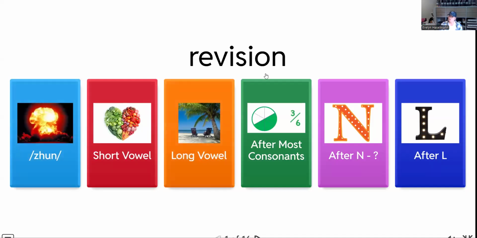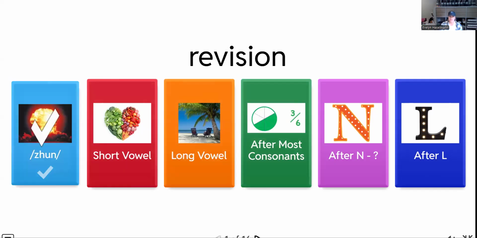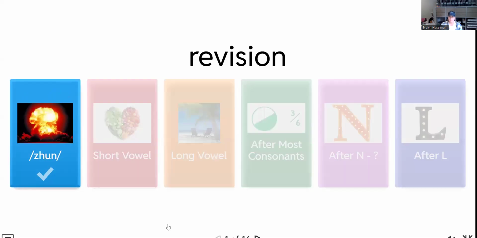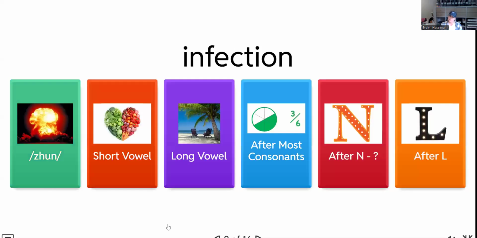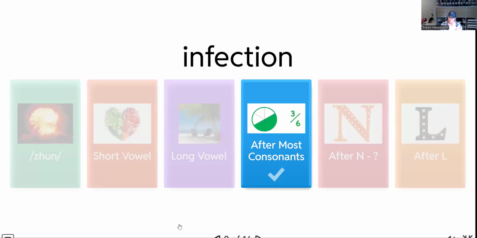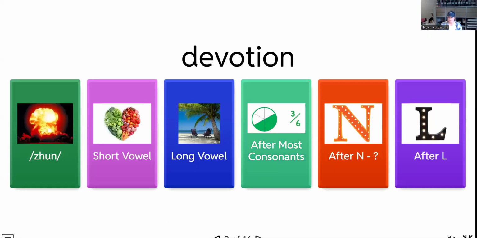So we're looking at the word revision on this one. I hear zhun at the end, so that is going to be this one. Again, this isn't super cutesy. This would be a great thing for adults, college kids, high schoolers to use to do a quick review. Infection. Well, it's definitely after a consonant. It's not a vowel or a letter, not an N or an L, but it is after most consonants, okay? And then you can keep going through the end there.